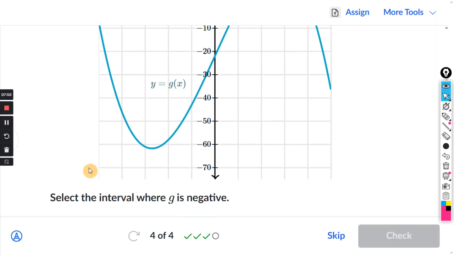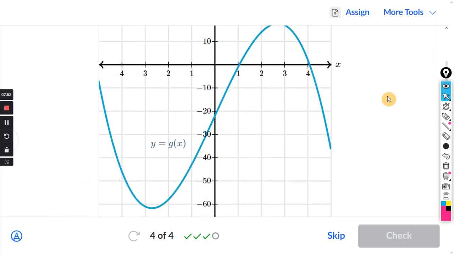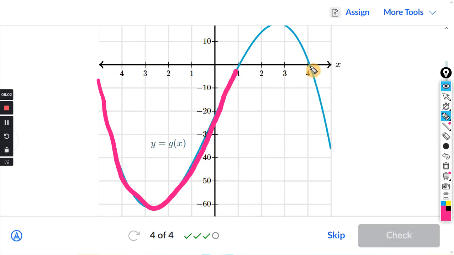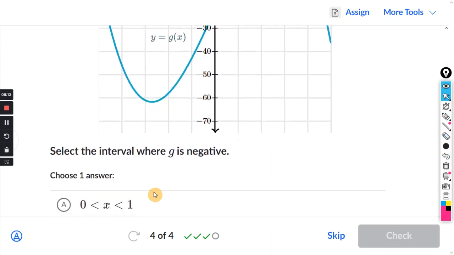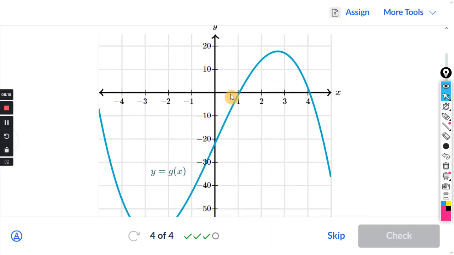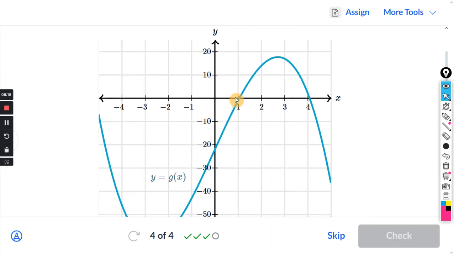All right, select the interval where g is negative. That's just below the x-axis. Anything here and anything here. Here's the x-axis, so anything below it. Let's take a look. 0 and 1 is right here. That's this section of the graph. Yes, between 0 and 1, x equals 0 and 1. In this section here, the graph is clearly below the x-axis. So that's it.